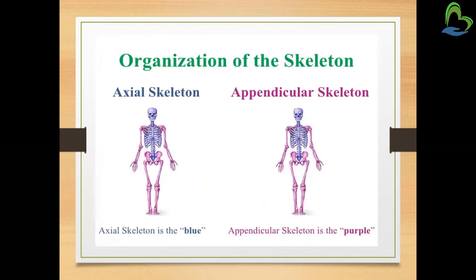Okay, in this picture you can see whatever is in the blue color indicates the axial skeleton, and whatever is in the purple indicates the appendicular skeleton.